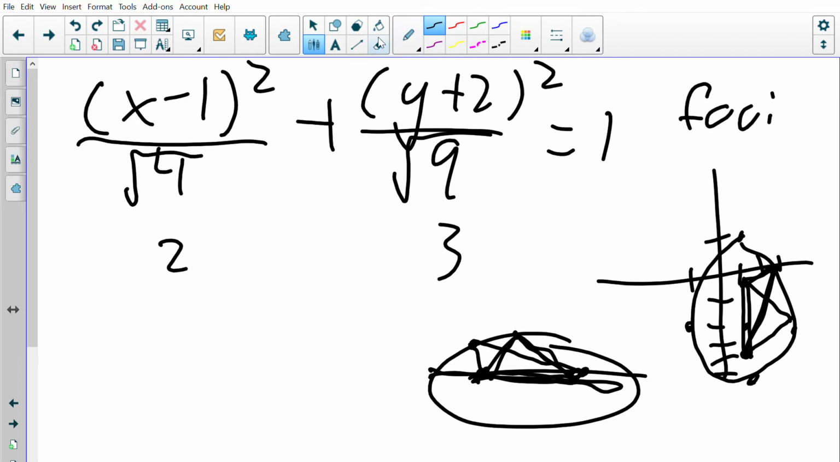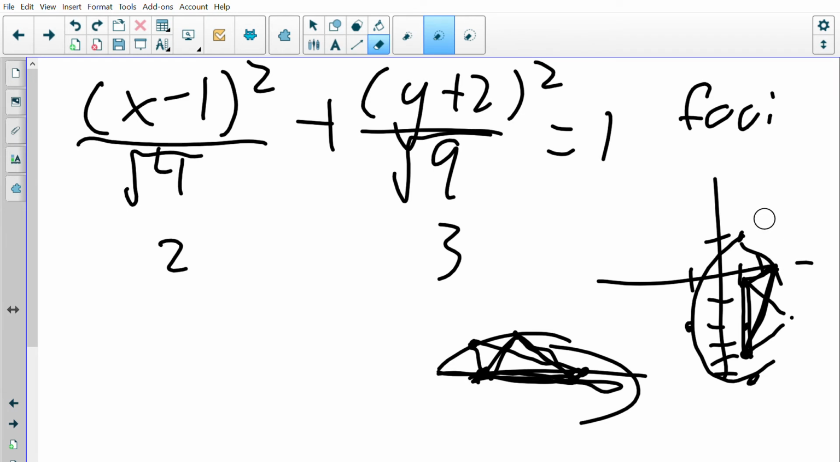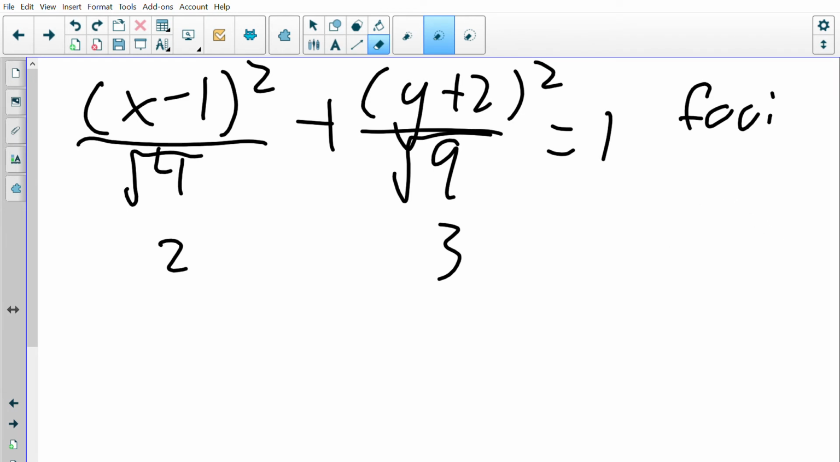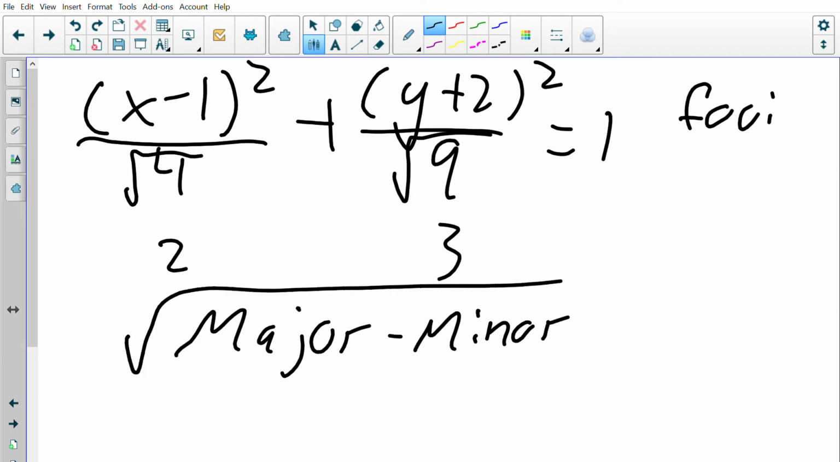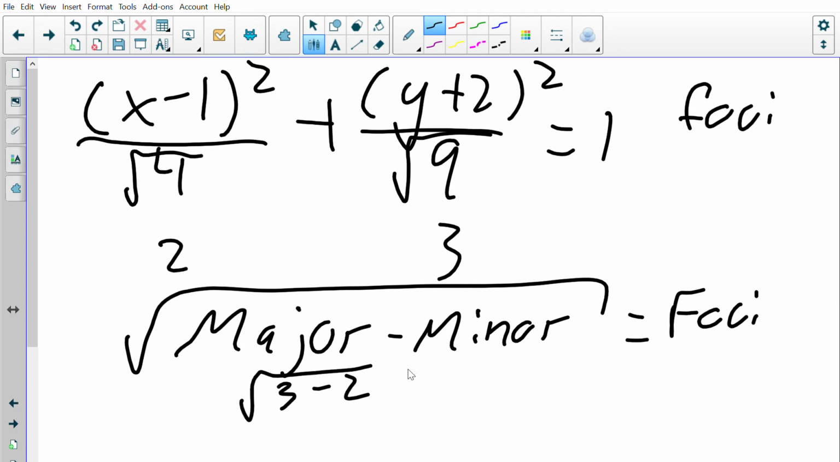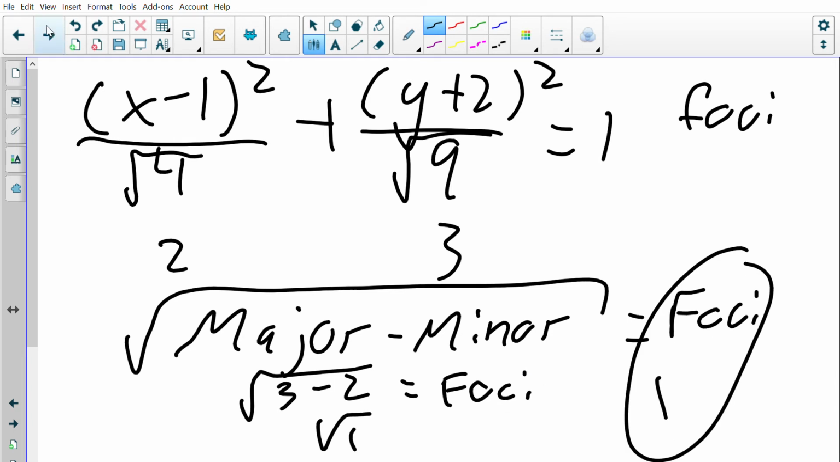So how do we find the foci? All you do is you're going to take your major minus your minor, and then square root it. And that's going to give you your foci. So ours is going to be 3 minus 2, square rooted. Square root of 1 is 1. So our foci is 1.